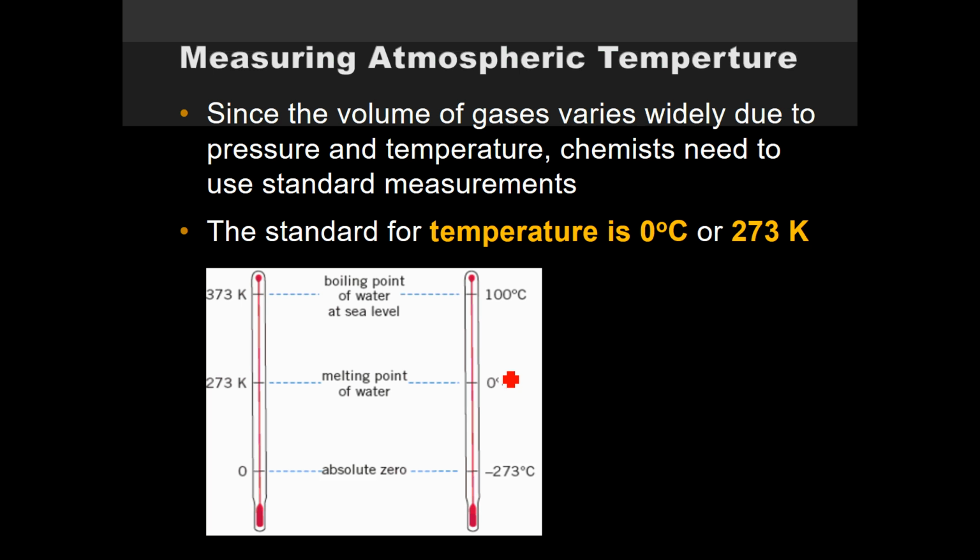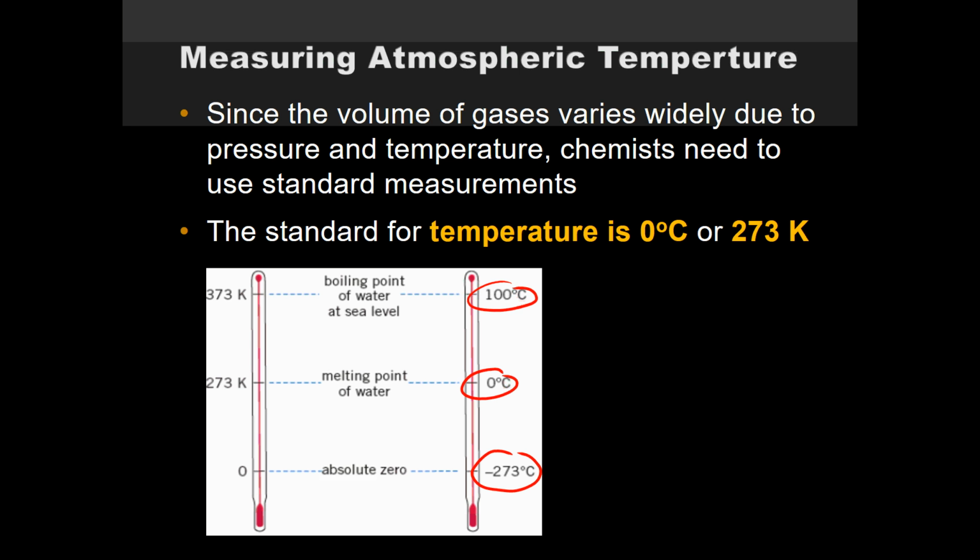And we know that on the Celsius scale, the melting point of water is 0 degrees Celsius. The boiling point of water is 100 degrees Celsius. We also know something else. The lowest possible temperature is something called absolute zero, and it happens at minus 273 degrees Celsius. That's very cold. Now, when we're doing calculations, scientists, we don't want to worry about positive and negative values.